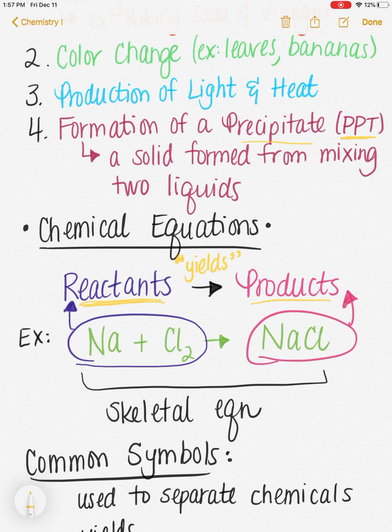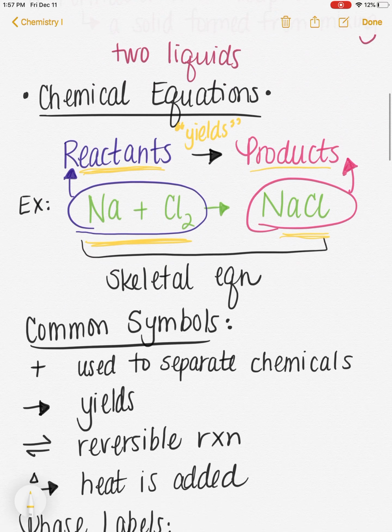So if you had a skeletal equation like Na for sodium reacts with chlorine, yields sodium chloride, the sodium and chlorine over here on the left would be considered your reactants, and the sodium chloride would be the product because it's on the right side of the equation.